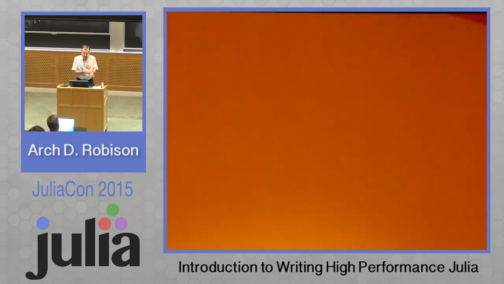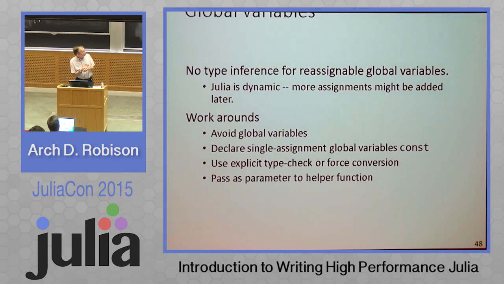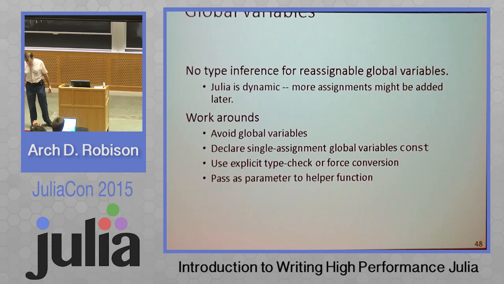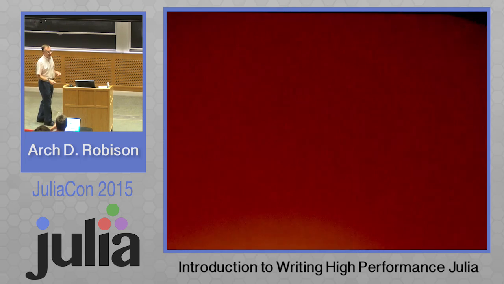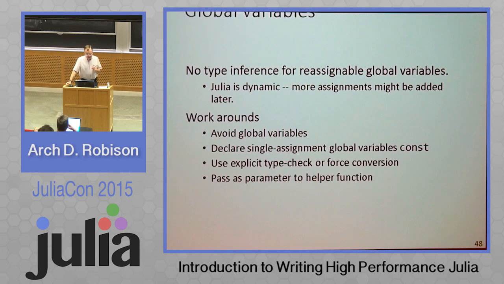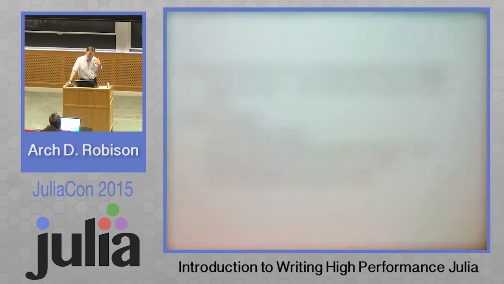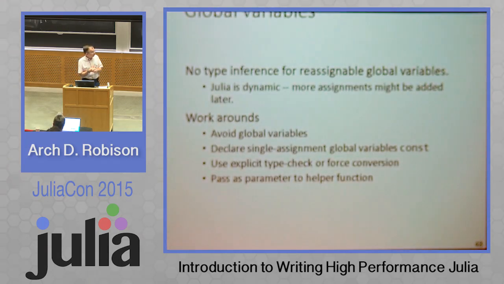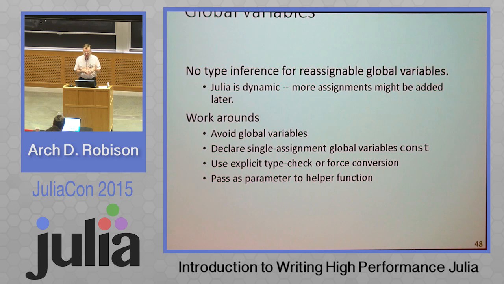So the workarounds: one is to avoid global variables. At some point as undergrads, most people will go through that phase where, oh, global variables are terrible, you can't have any of them in your program. They eventually come to their senses and realize some things should be global variables. You can declare a global variable as only assigned once. If it's basically a global parameter to the program, prefix it with const. Then the compiler knows it's only assigned once and can depend upon its type not changing. You can use an explicit type check or force conversion, or you can pass the parameter to a helper function.